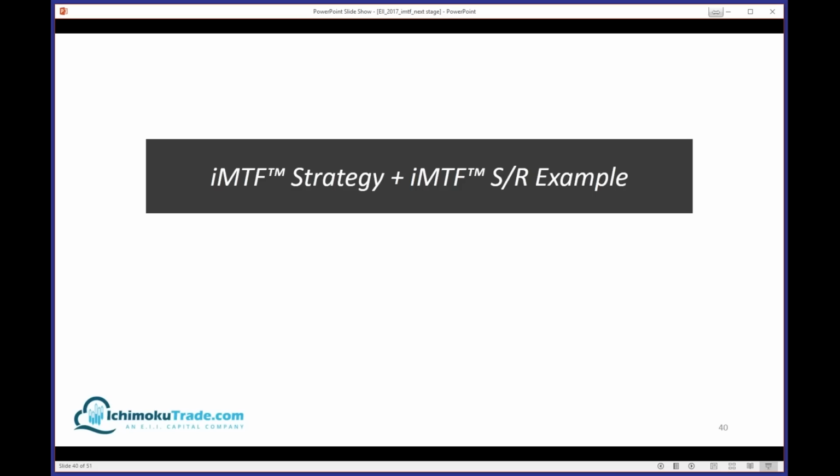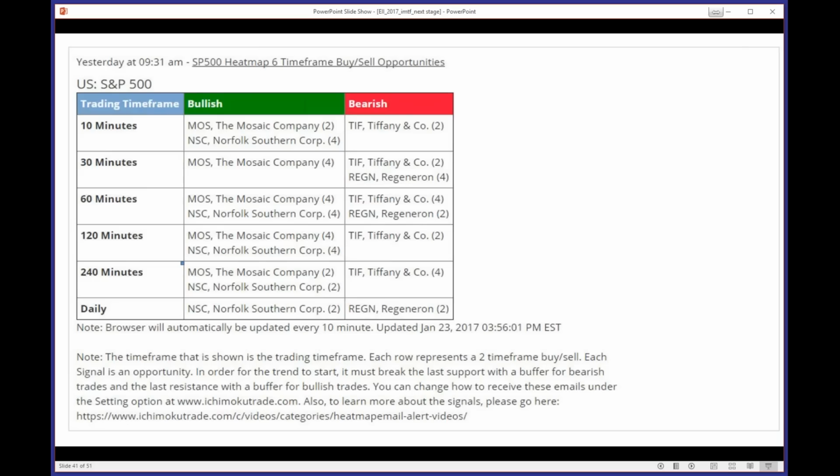So what we're going to do is combine our IMTF technology and use both concepts. We have the IMTF strategy, and then we have the IMTF indicator, which finds the support resistances. We're going to combine those two, where we could get a potential of higher than 5-to-1, 6-to-1 reward risk ratio and so forth. And let me show you how.